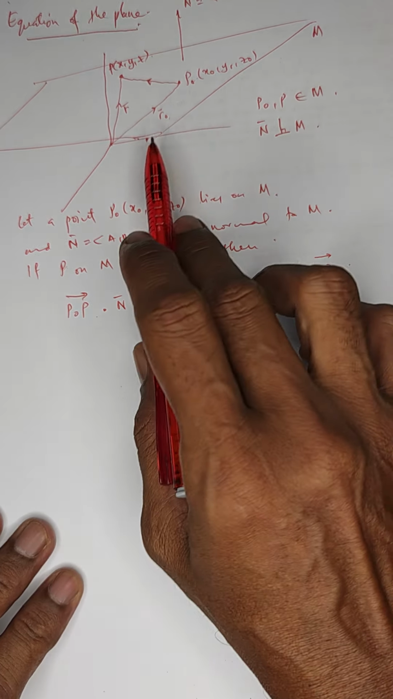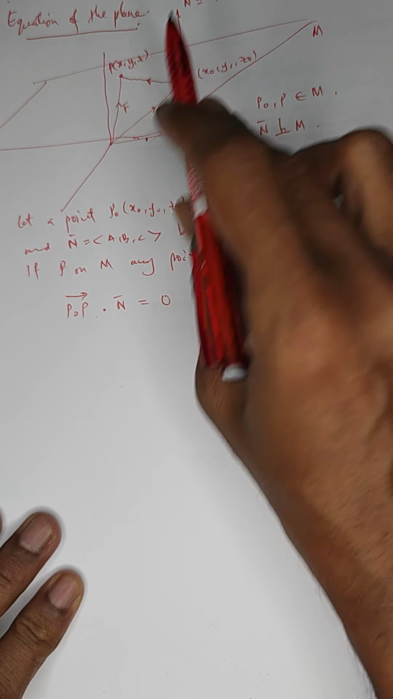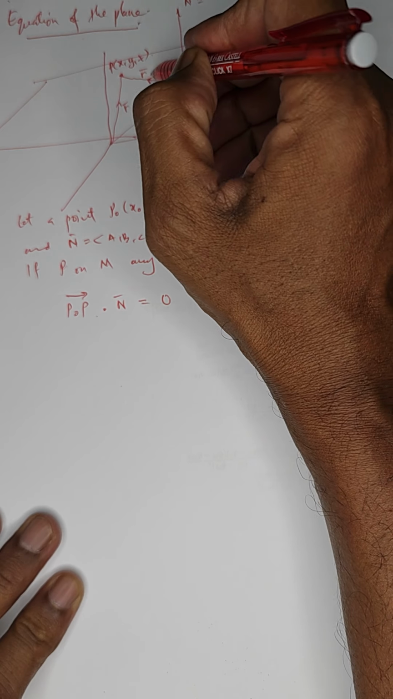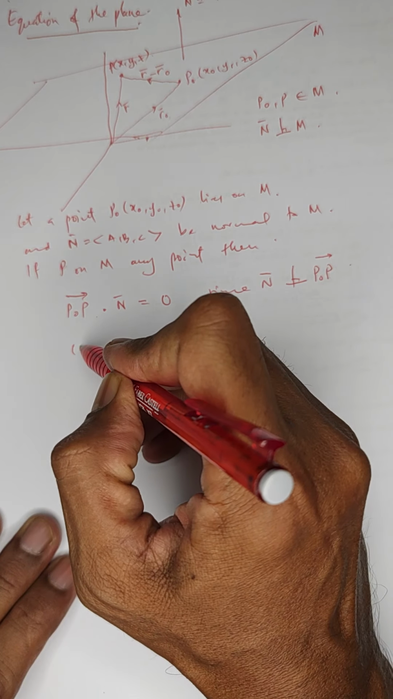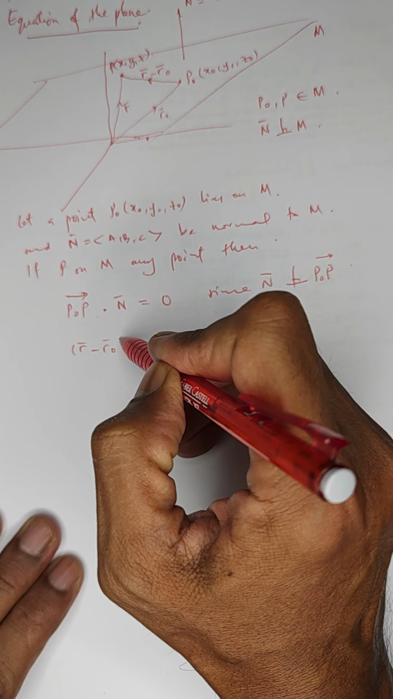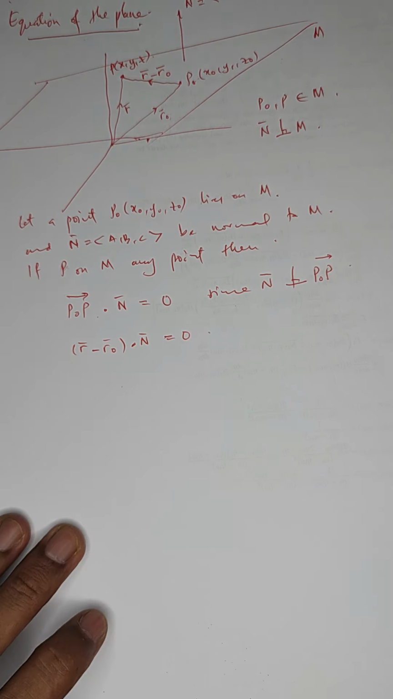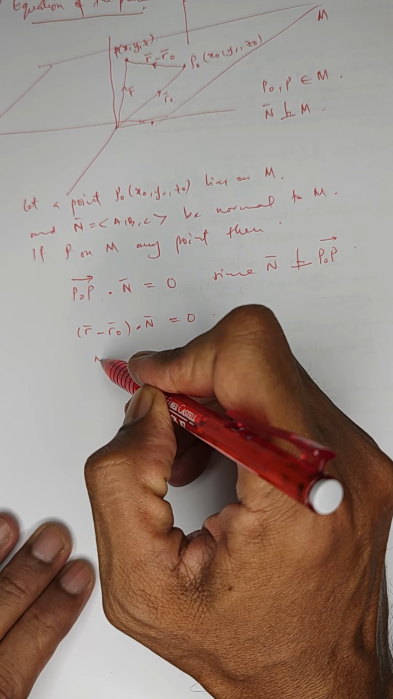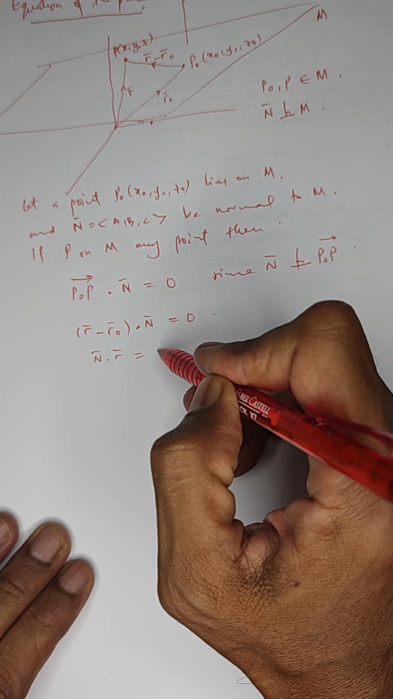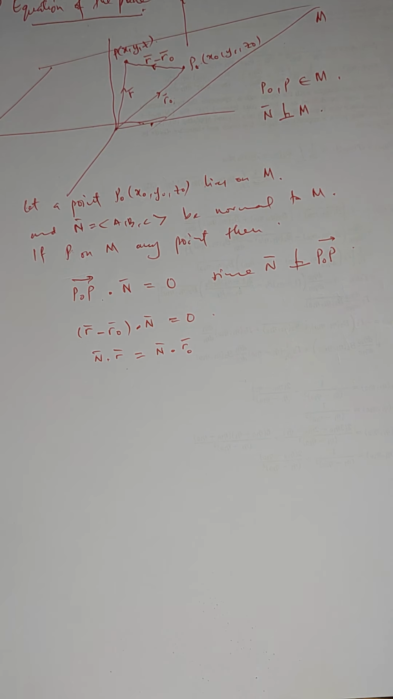Okay, so we have P0P here. The vector P0P is R minus R0. Therefore (R minus R0) dot n gives you 0. And you can write this as n dot R equals n dot R0. So this gives you the vector equation of the plane.